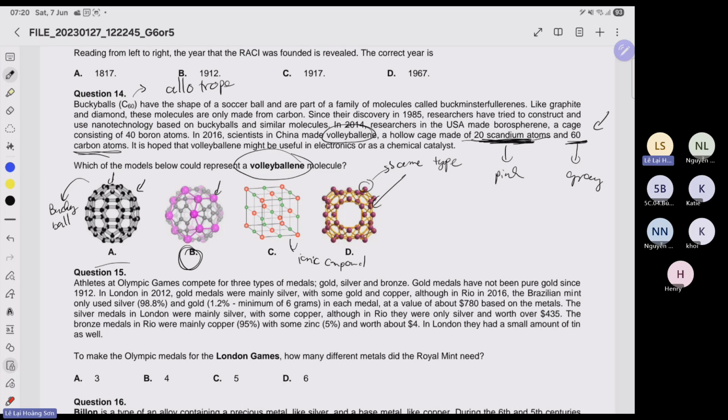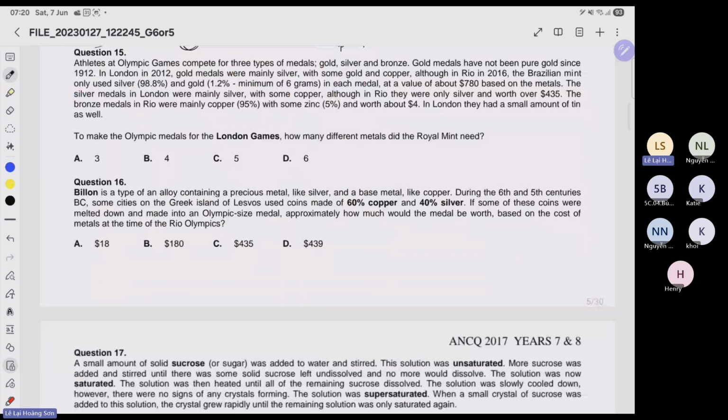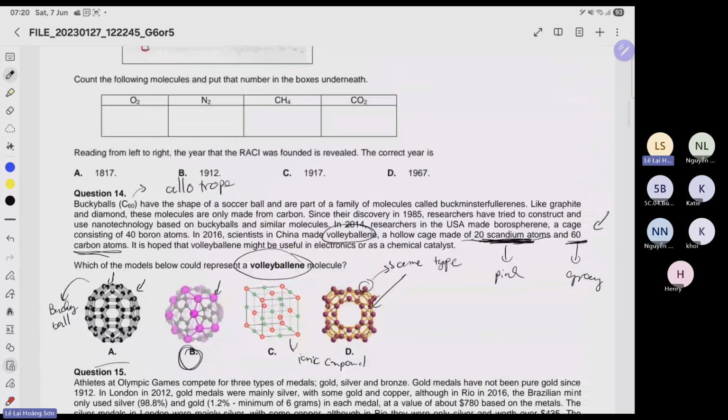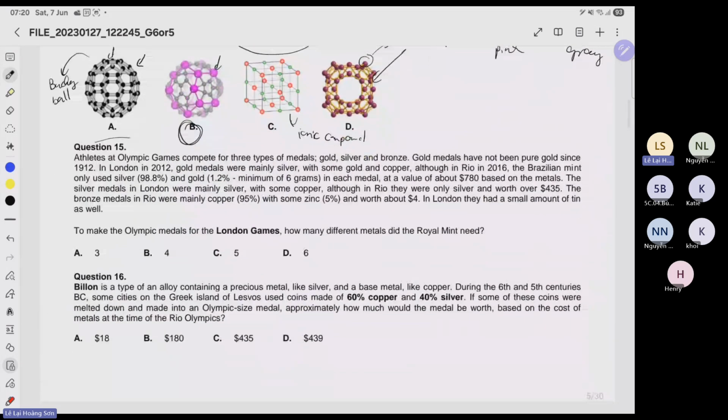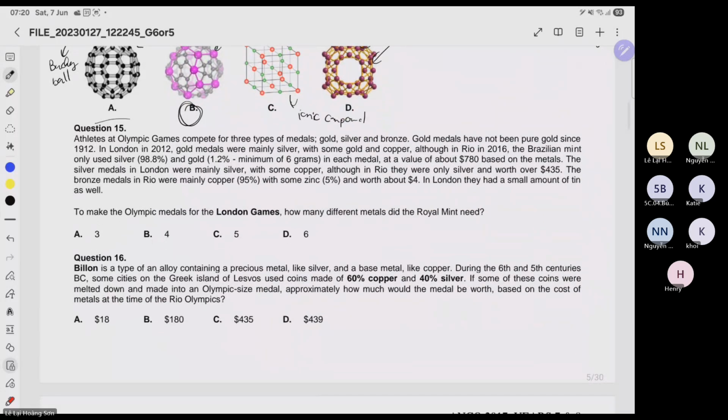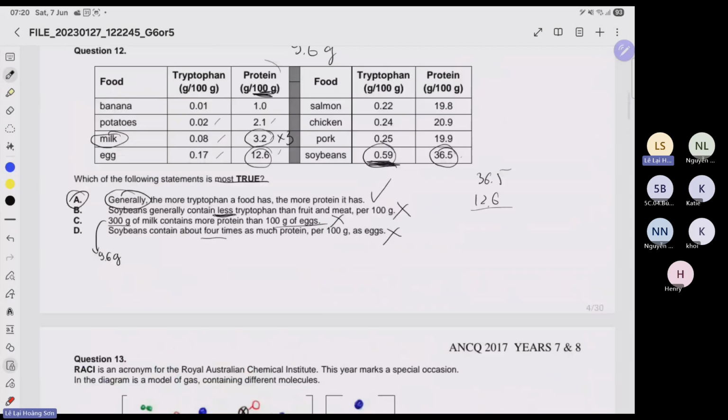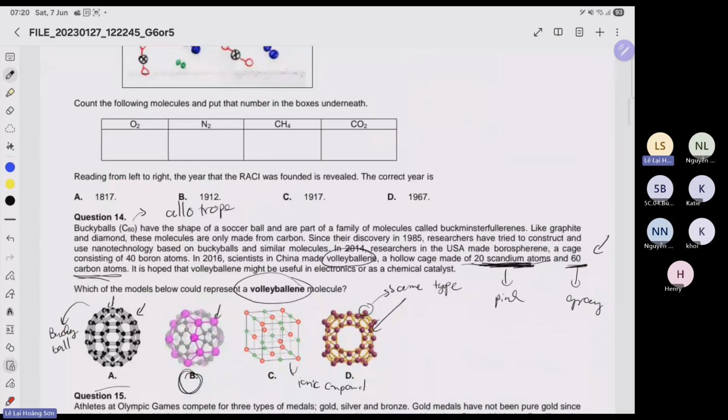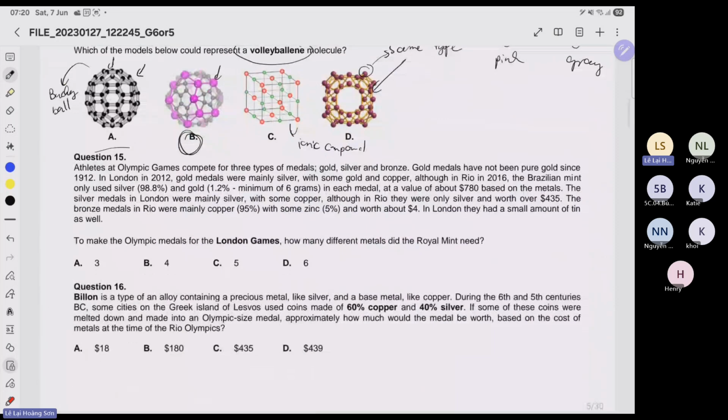Question number 16. All right. Bilon is a type of alloy. Okay, so we have alloy, and then we have copper, we have silver. If some of the coins were melted down and made into an Olympic medal, okay. To do this question, we have to take a look at the information in the question number... let me see where we start. Okay, it's going to be from question number 15 as well.